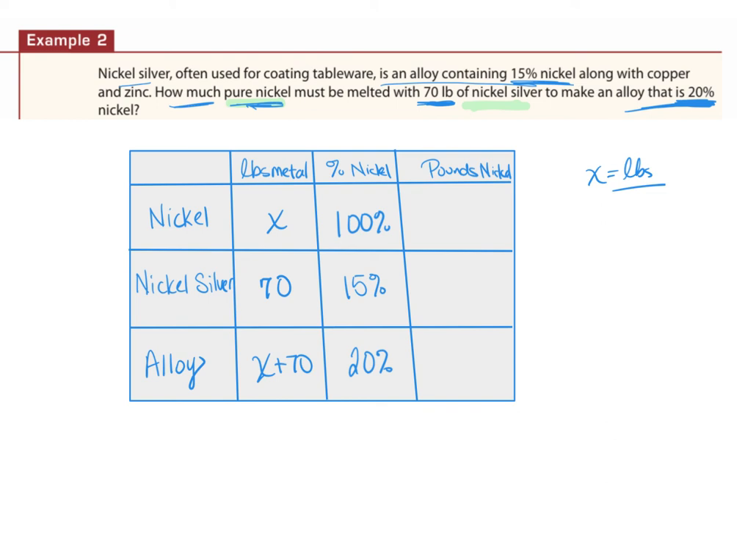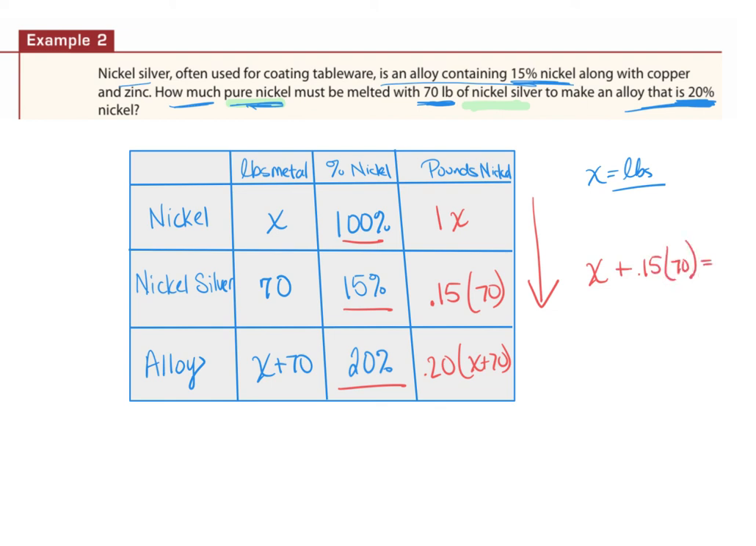All right, multiply across. That's how you do it. So change it to decimal. 100% is 1. 1 times X. 15% is what? In decimals. 0.15 times 70. 20% is what? 0.20 times. There we go. This column adds down. Wait, let's finish it. X plus 0.15 times 70 equals this guy, 0.20 times X plus 70. It works the same as your other mixture. You just have percentages instead of dollars.